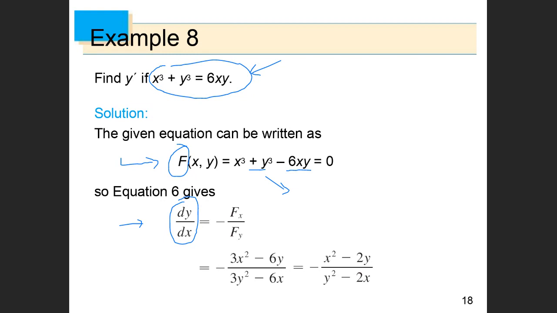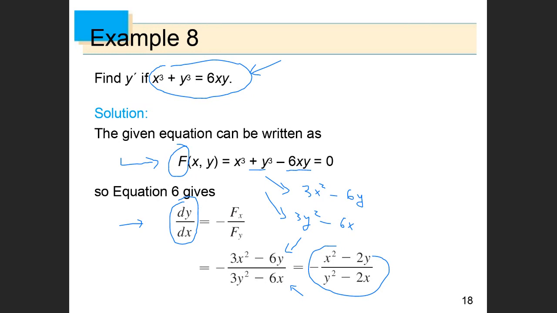So we get 3x squared minus 6y, of course. This is the derivative with respect to x. And the second one, the derivative with respect to y, would be 3y squared minus 6x. And this is what is written here. Okay? So at the end of the day, you have the expression of the derivative of y with respect to x, even though you don't have y explicitly as a function of x.